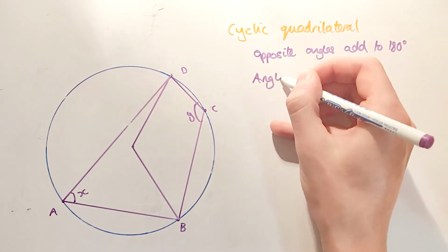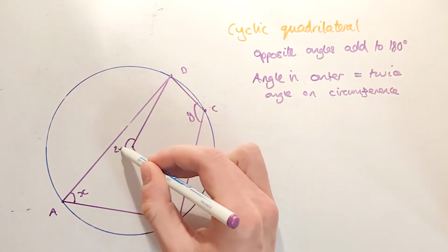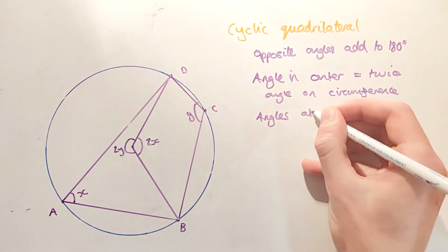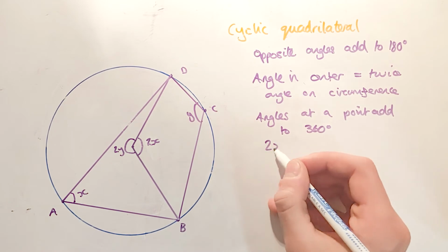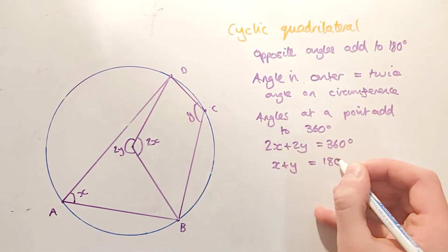Because the angle in the centre of the circle is twice the angle of the circumference, we can mark on the angles 2x and 2y. Now let's sum up the angles around the centre, as they should add to 360 degrees. Adding them up shows that x plus y is always equal to 180 degrees.